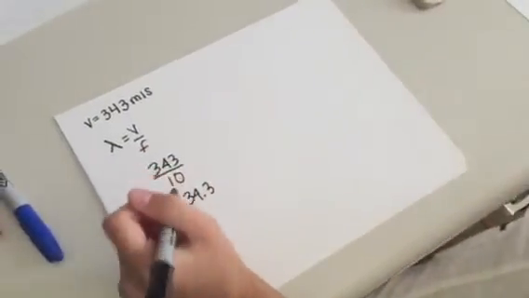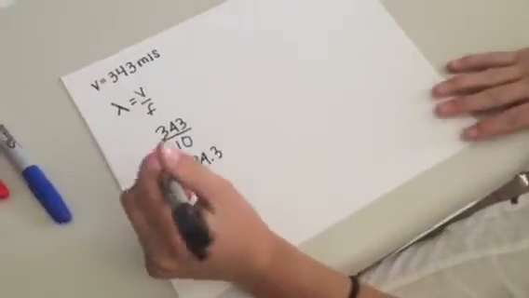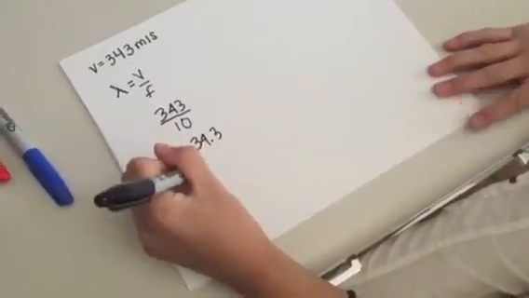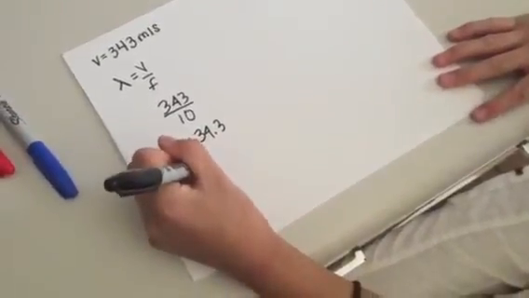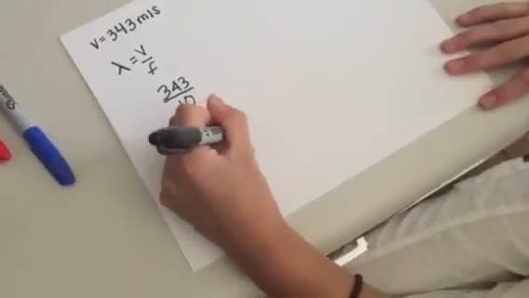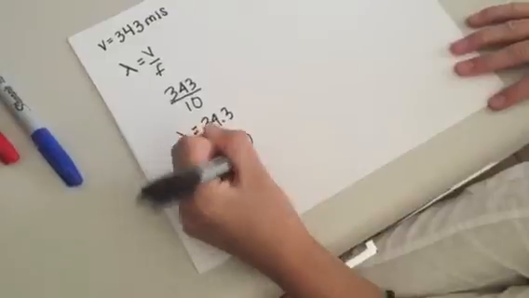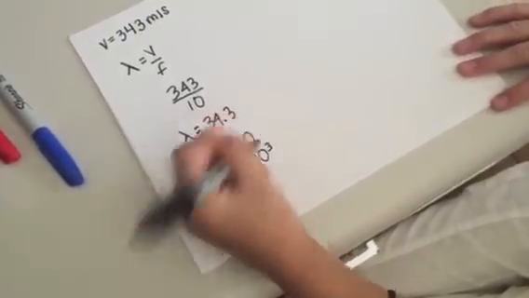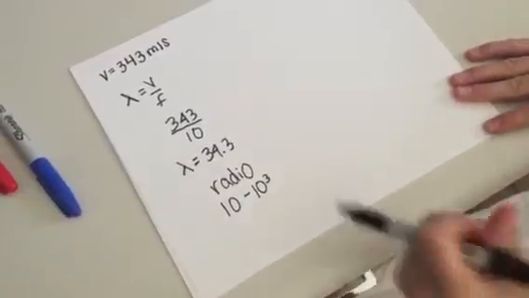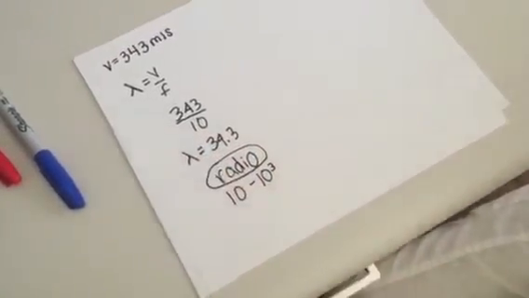Then we're going to look to our electromagnetic spectrum and see which category it falls into. This one would fall into a radio wave because it fits in the spectrum of 10 to 10 to the third. 34 fits into this spectrum, meaning that the wavelength would be a radio wave.